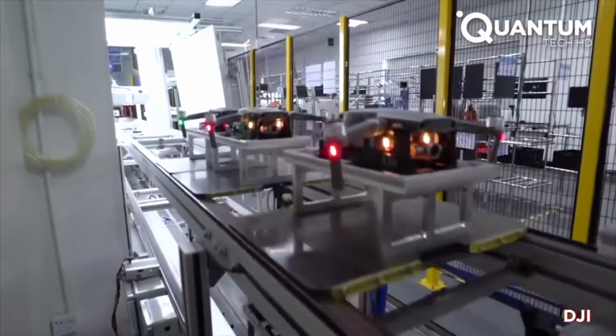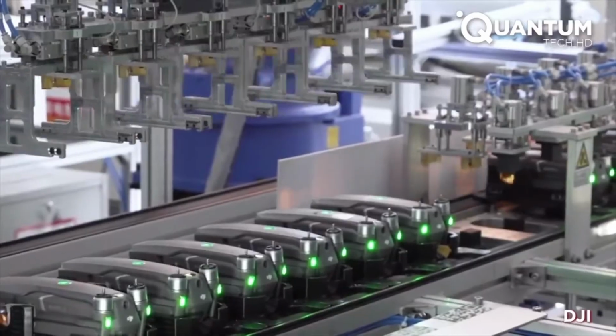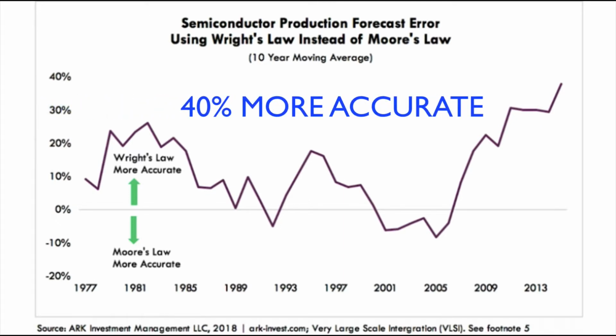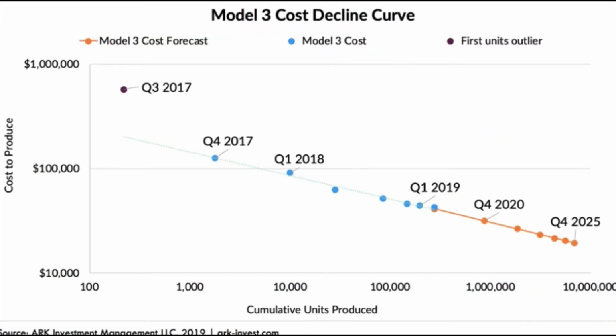What's amazing about Wright's Law is that it can be applied to almost any industry. ARK Invest, a major ETF investment firm, recently dove into Wright's Law and examined the period from 2005 through 2015. They found that Wright's Law was 40% more accurate than Moore's Law. They applied Wright's Law to the Tesla Model 3 car production and found that for every cumulative doubling, there was the expected decrease in price by 15%. I'd like to point out that cumulative means the number of Model 3s produced in this case since its launch.